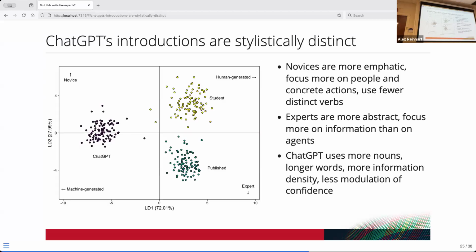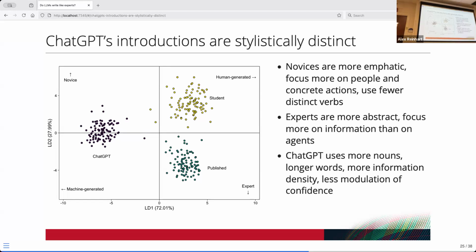So here, what we did, we have the introductions from the three sources: LLMs, students, and experts. We calculated those 67 features I mentioned and did linear discriminant analysis, which lets you project down onto a two-dimensional plane. And this never happens when you do LDA, but you get just three very nice blobs. There's a dimension that's sort of the expert to novice dimension, published on the bottom, student on the top, and a dimension that's the human to LLM dimension.